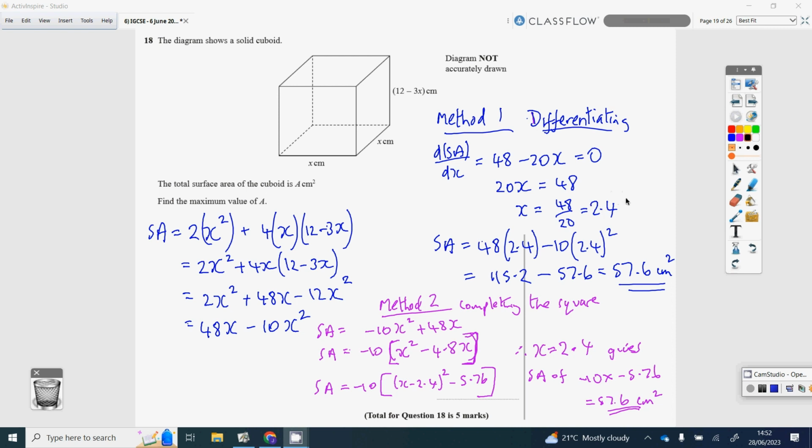Now, what surface area do we get when x is 2.4? I've taken my 2.4 and substituted it back into this surface area equation, giving me 57.6. So that's my final answer. Now, doing it the purple, completing the square method.